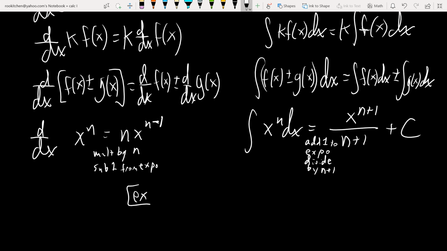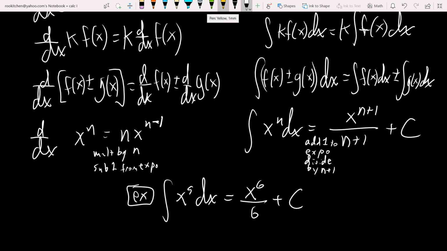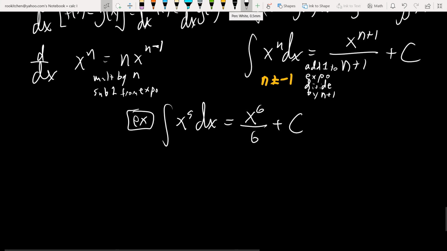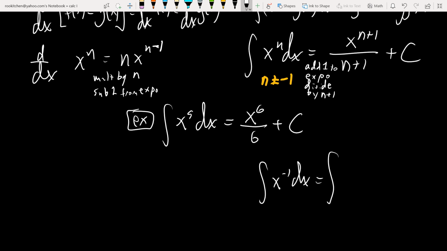An example: the integral of x to the 5th dx will be x to the 6 all over 6 plus c. This works for all n values except, so there is a restriction here, n cannot equal -1. You see in the denominator you have n plus 1, so that would be bad news if we had -1 for n. So what is that case? What the heck is that case? We have the integral of x to the -1 dx, which you can also write as the integral of 1 over x dx, or dx over x.